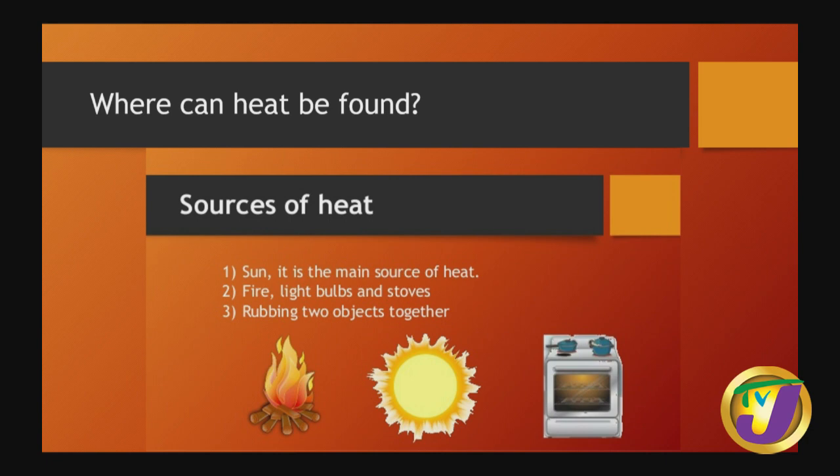And rubbing two objects together, of course; a clothes iron gives off heat as well. When you want to warm your hands up, you just rub them together. You feel them getting warm. Friction can also generate heat.